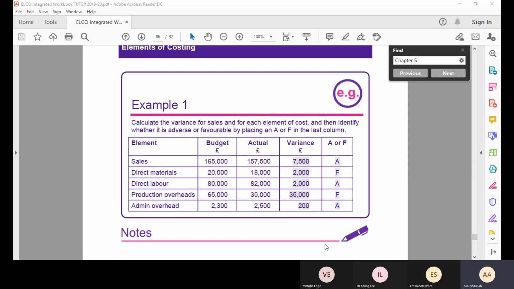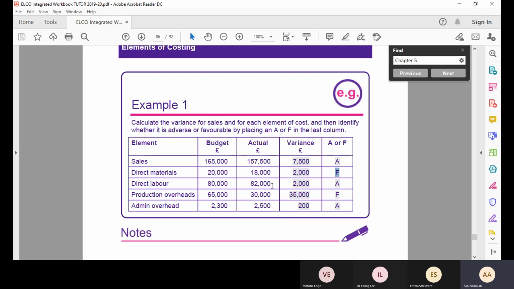So again, the question is, is it favorable or adverse? The answer is favorable. Why is it favorable? Because we spent less than what we planned. We spent 2,000 less than we planned. It is favorable. So again, for direct labor, we apply the same thing. We budgeted 80,000, but actual is 82,000. It means it is costing us an extra 2,000.